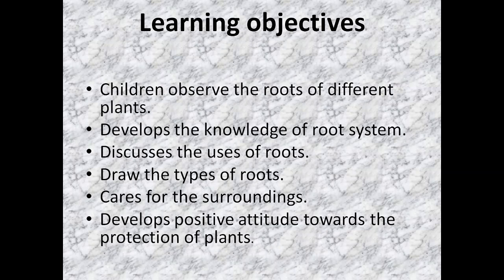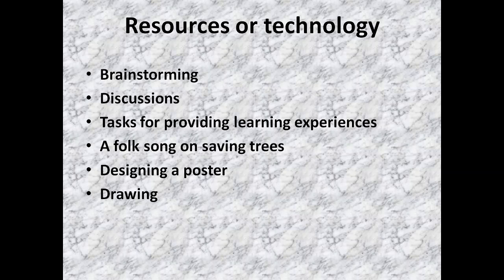So these are the objectives. Children observe the roots of different plants. They develop the knowledge of root system, discuss the uses of plants, draw the types of roots, care for the surroundings, and develop a positive attitude towards the protection of plants. The resources: brainstorming, discussions, tasks for providing learning experiences, a folk song, a poster and drawing.